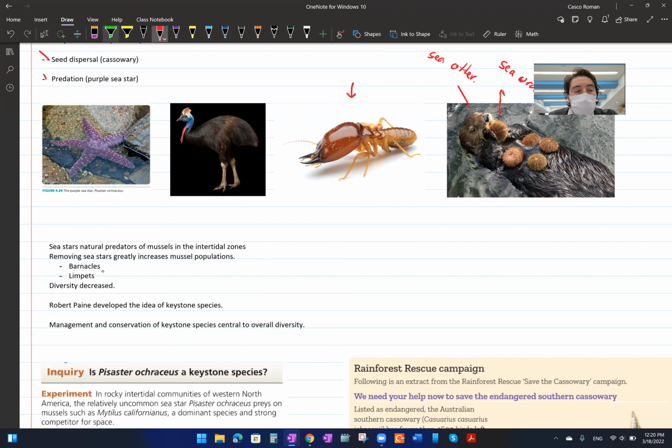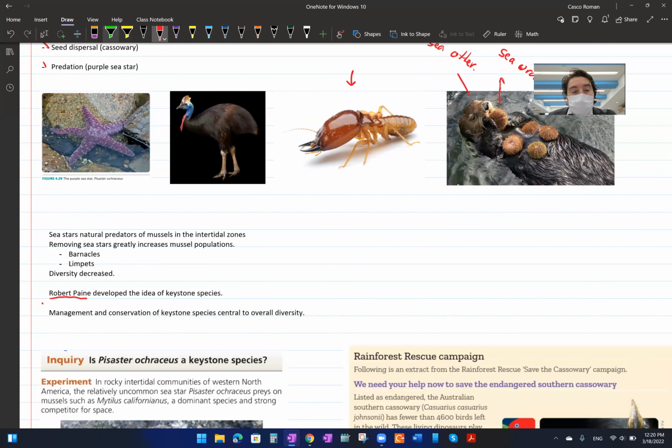So there's a study conducted by Robert Paine, who actually developed the idea of keystone species, where he used these sea stars and investigated their influence in the community, right? And all in all, he quantitatively saw the importance of keystone species, and that's from his work. You started to get from many different scientists policies on conservation and management of keystone species to conserve overall biodiversity.